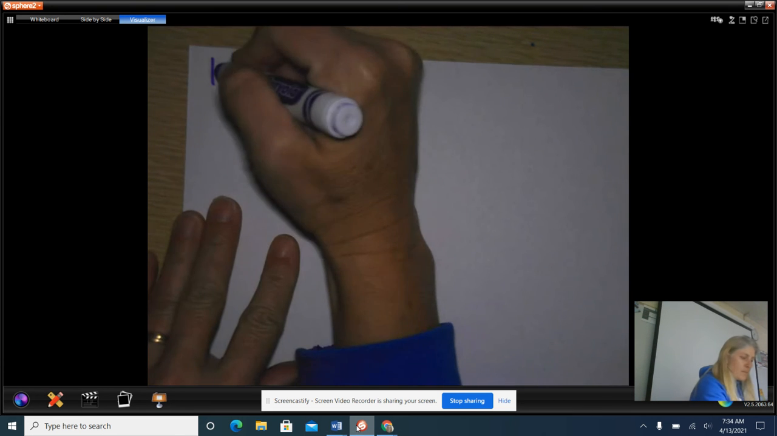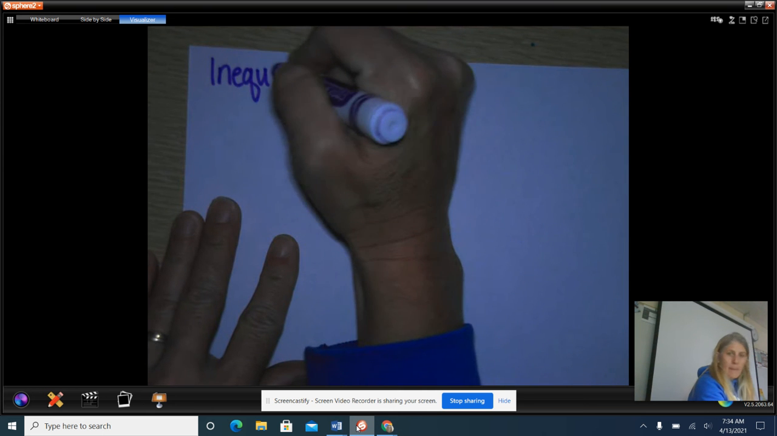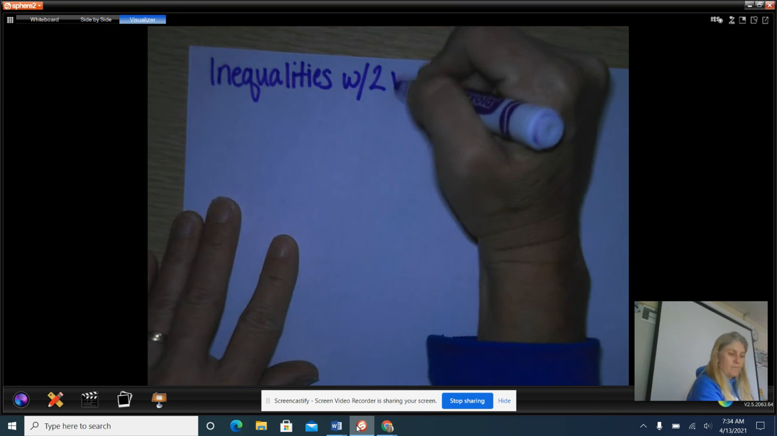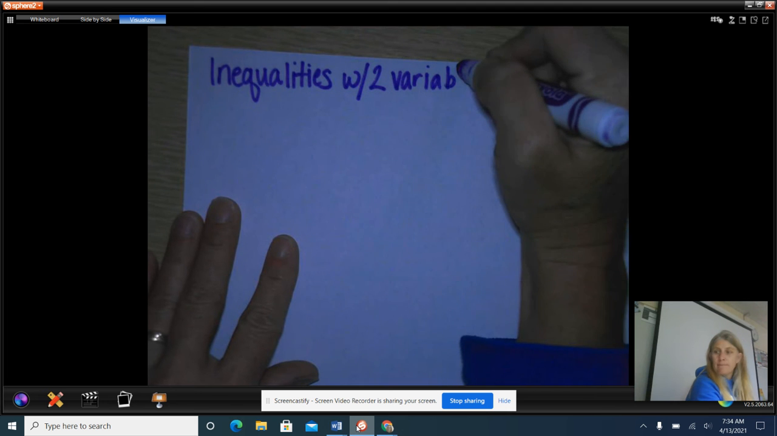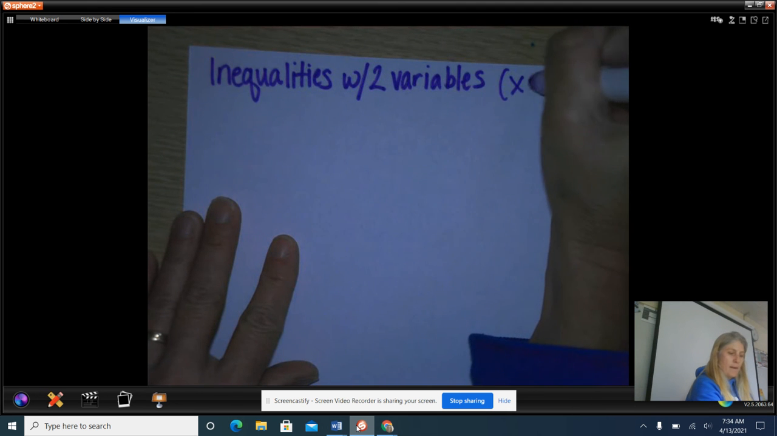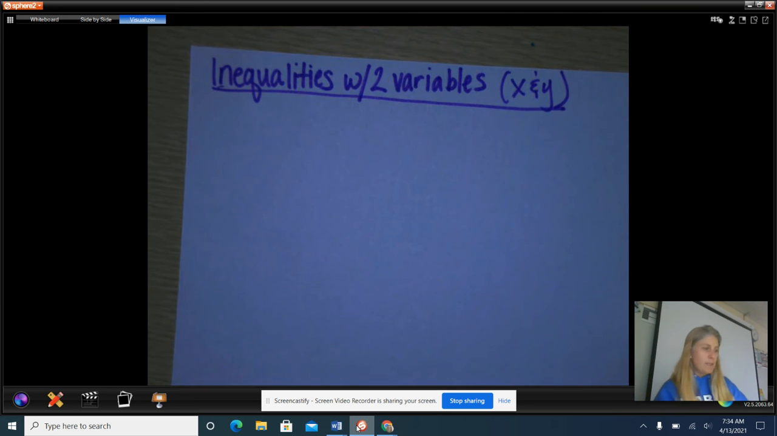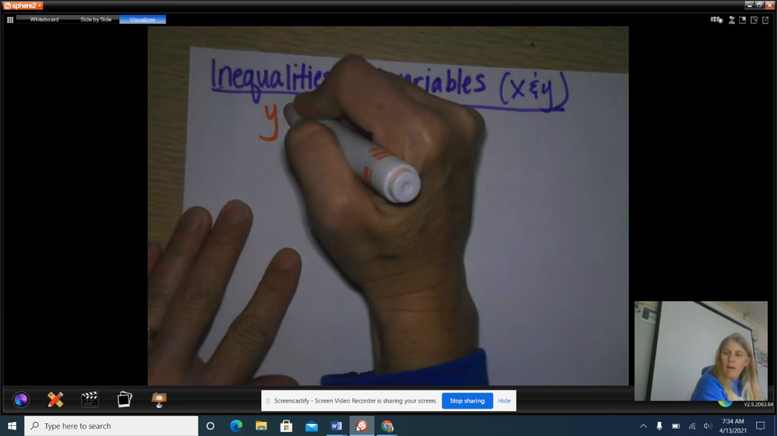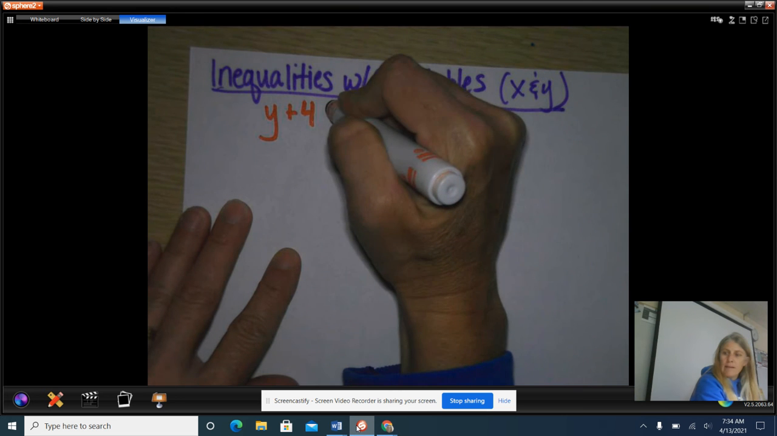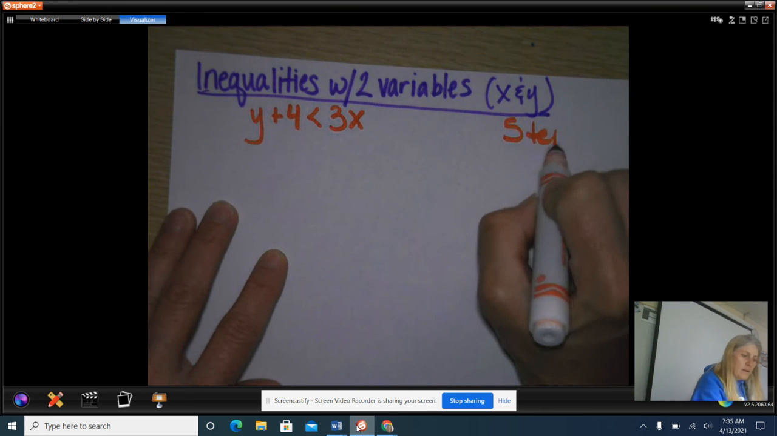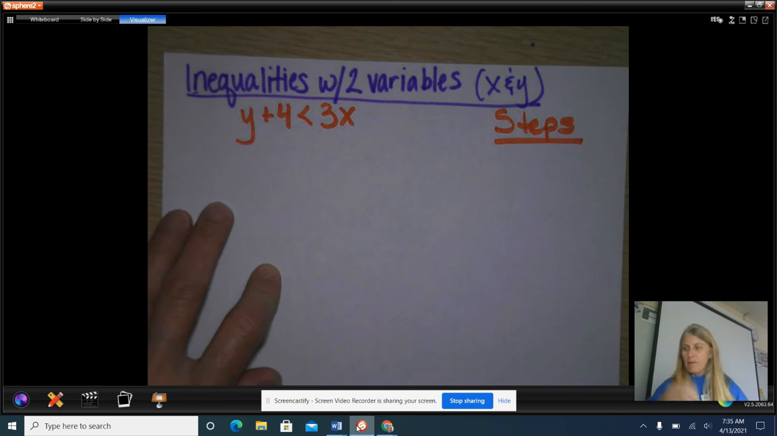So like I said, we're working on inequalities with two variables, and that's x and y. Okay, so we're going to go ahead and take a look at an equation. Let's go ahead and have y plus 4 is less than 3x. And we're going to go ahead and look at the steps on how to solve and then graph this equation.